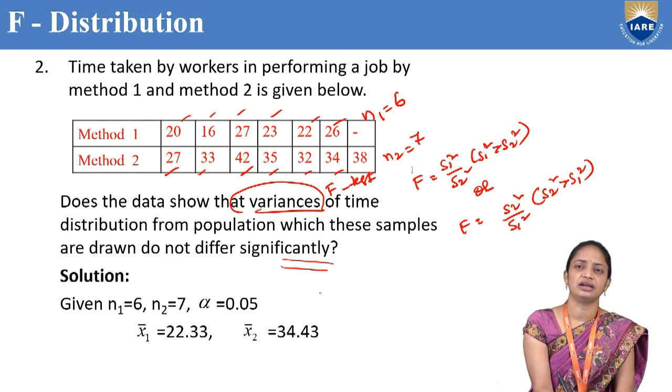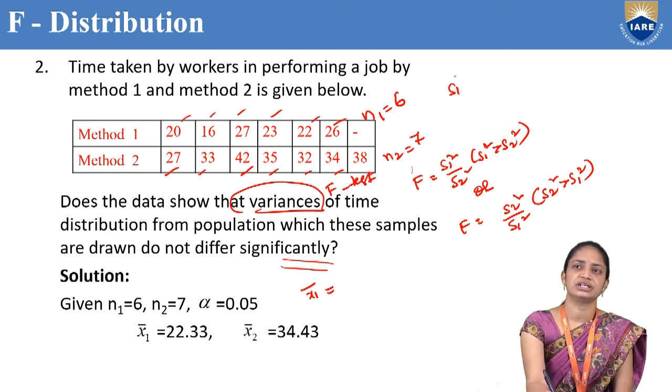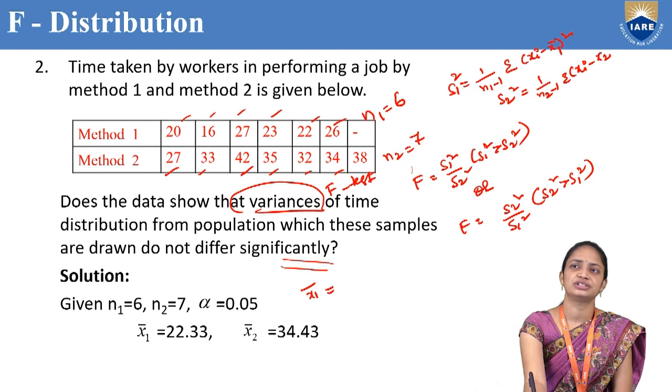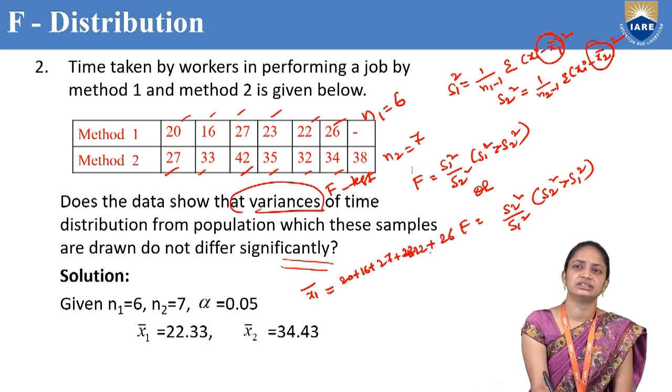But we need to find X1 bar. In our formula, S1 square equal to 1 by N1 minus 1 summation Xi minus X bar whole square, that means X1 bar whole square. Like that for S2, 1 by N2 minus 1 summation Xi minus X2 bar whole square. So first of all, we need to find X1 bar and X2 bar. X1 bar is the average of these values, that means 20 plus 16 plus 27 plus 23 plus 22 plus 26 divided by 6. So X1 bar equal to 22.33.